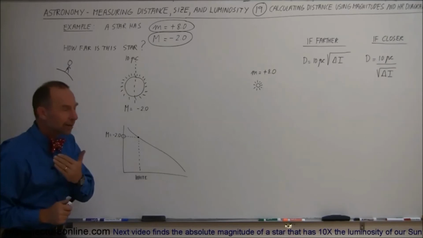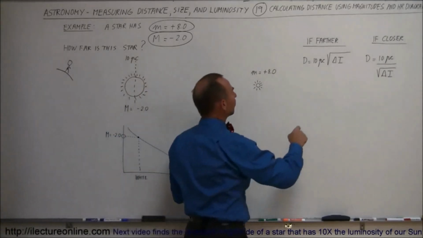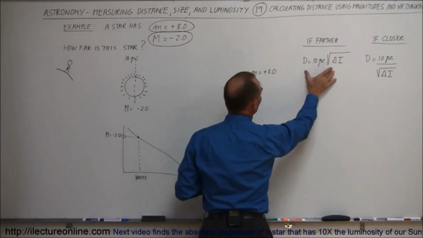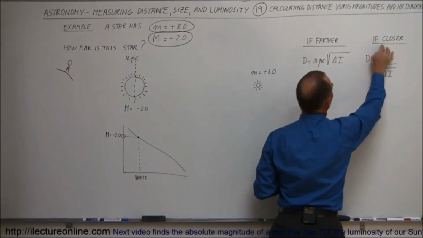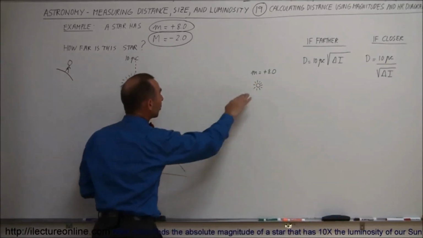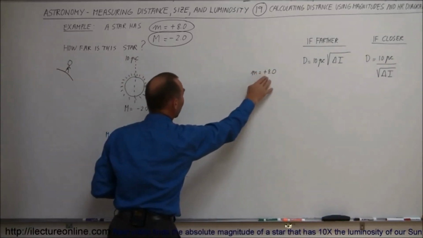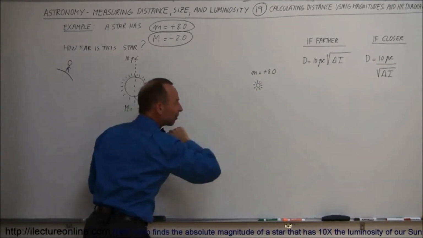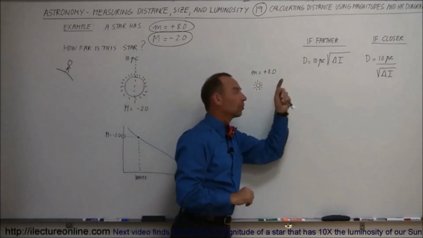So how do you then calculate the distance? Well, if the star is farther away than 10 parsecs, you use this equation. If it's closer than 10 parsecs, you use this equation. But we already established it was farther away because the apparent magnitude is dimmer than the absolute magnitude, so we knew that it had to be farther away. So we're going to use this equation right here.